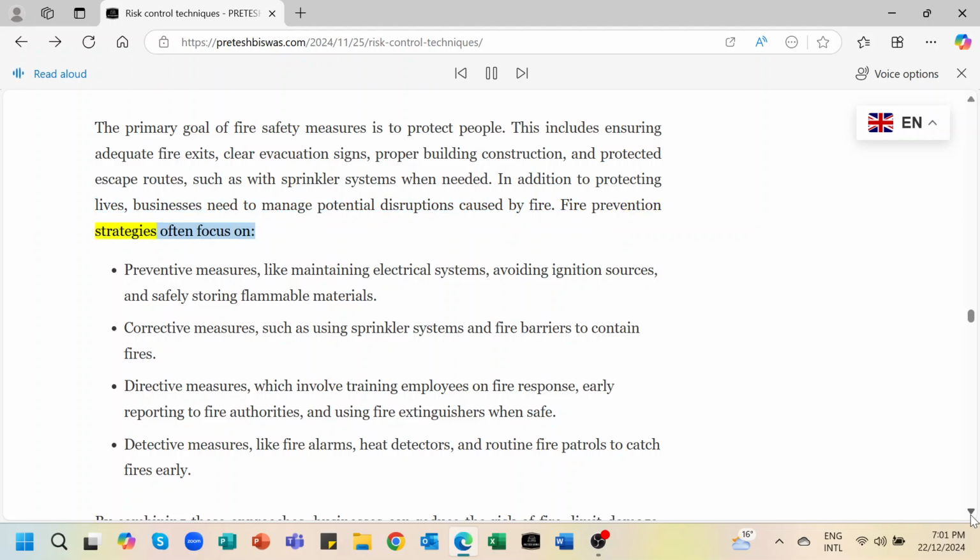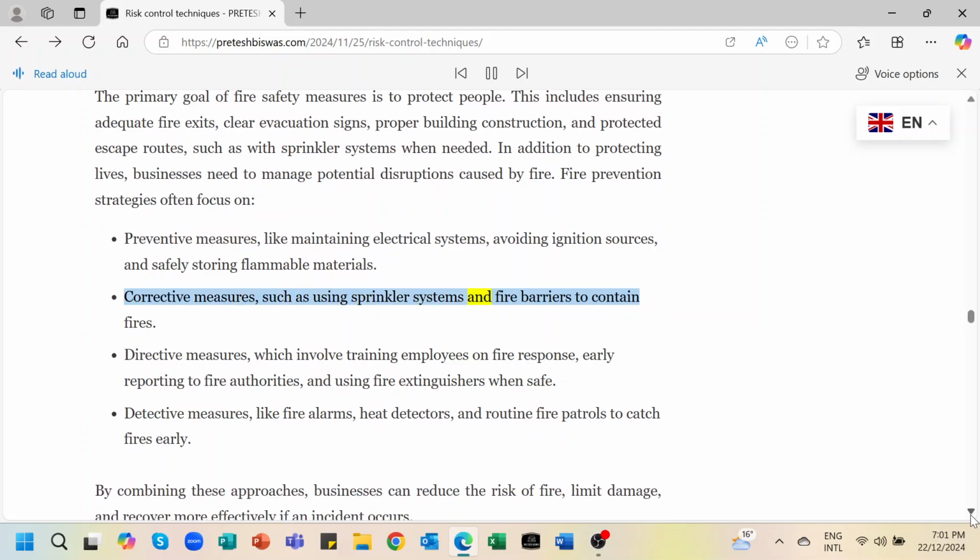Fire prevention strategies often focus on preventive measures like maintaining electrical systems, avoiding ignition sources, and safely storing flammable materials. Corrective measures, such as using sprinkler systems and fire barriers to contain fires. Directive measures, which involve training employees on fire response, early reporting to fire authorities, and using fire extinguishers when safe. Detective measures, like fire alarms, heat detectors, and routine fire patrols to catch fires early.